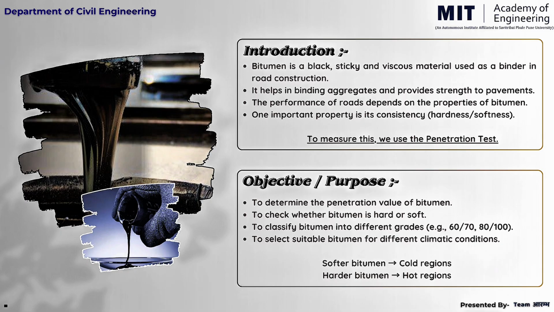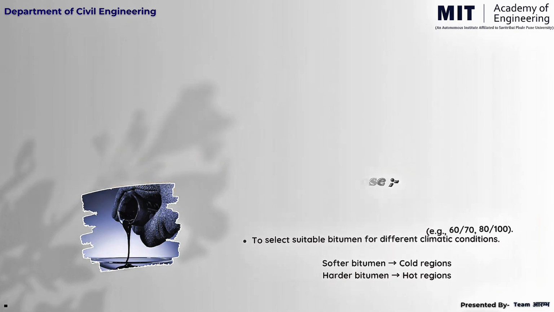Now coming to the objective of this test, first one is to determine the penetration value of the bitumen. Second one, to check whether the bitumen is hard or soft. Third one, to classify it into different grades like 60, 70 or 80, 100. And last one, to select suitable bitumen for different climatic conditions. What are the conditions? Softer bitumen is used in cold regions and harder bitumen is used in hot regions.